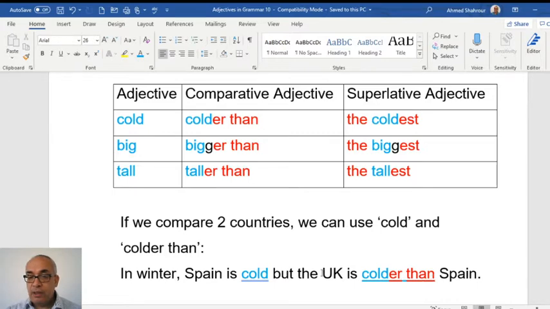So cold, colder than. So if the adjective is short, we put er and than to it to make it a comparative adjective. And if the adjective is short, we add the before it and we add est after it to make it a superlative adjective. Cold, colder than, the coldest. Big, bigger than, the biggest. Tall, taller than, the tallest.